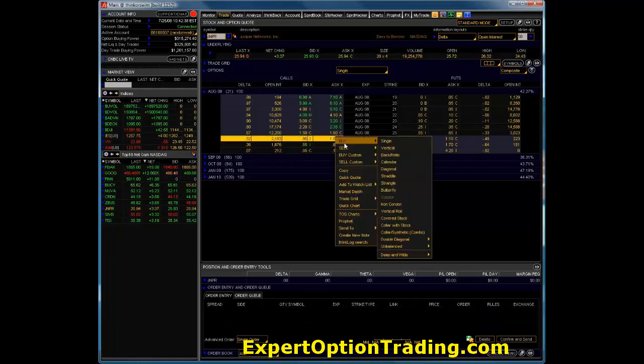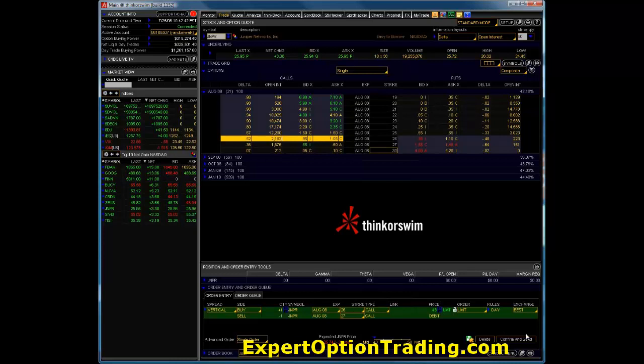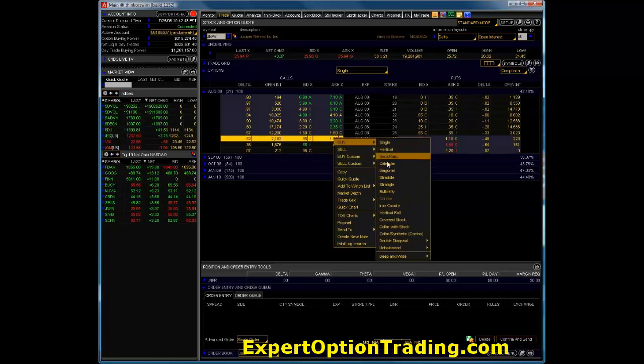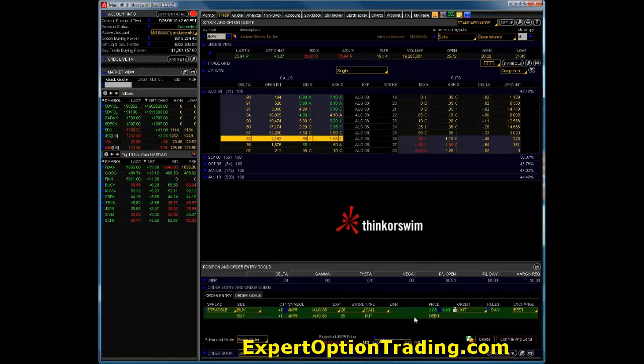Let's take a look and see how much that sells for. Whoops, I'm not going to buy the vertical. We're going to buy the straddle. Straddle is about $2 for the August expiration. And so how do we determine actually whether that's a good price or a bad price?